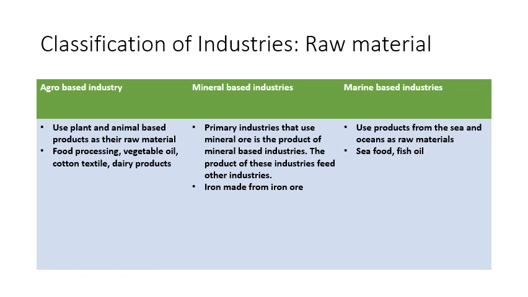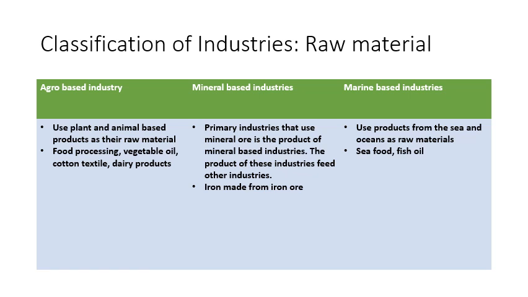So now we are going to discuss the basis of raw material. On the basis of raw materials, industries have three parts: agro-based industry, mineral-based industry, and marine-based industry. So what is agro-based industry?